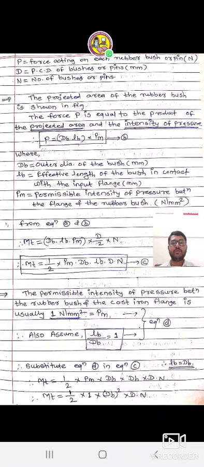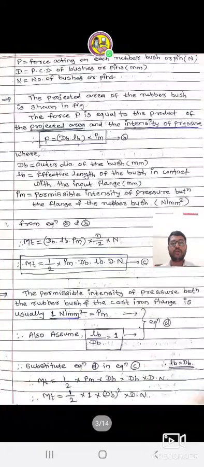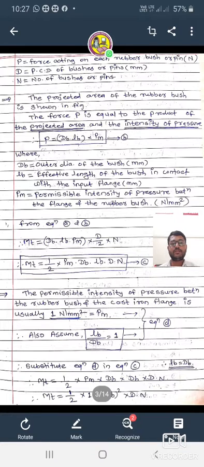From equations A and B, equation A is Mt equal to P into D by 2 into n, and equation B is P equal to dB LB into Pm. Combining these two equations, we get Mt equal to dB LB Pm into D by 2 into n, that is, Mt equal to 1 half Pm dB LB D into n. Call this equation C. The permissible intensity of pressure between the rubber bush and the cast iron flange is usually 1 Newton per mm square, that is, equal to Pm.